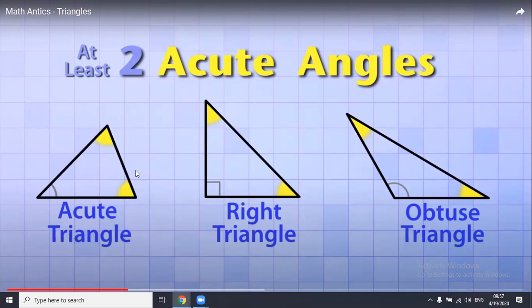Pay attention with this one, very important. Any triangle has at least two acute angles, okay?